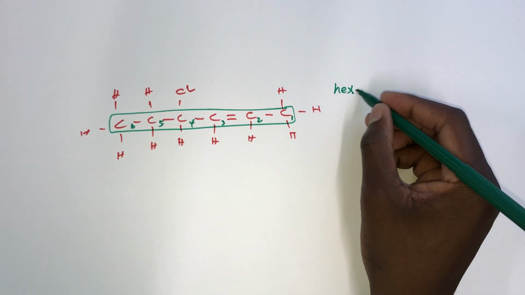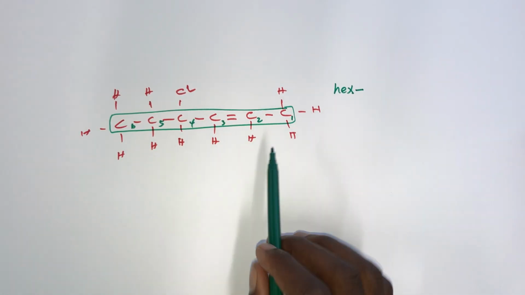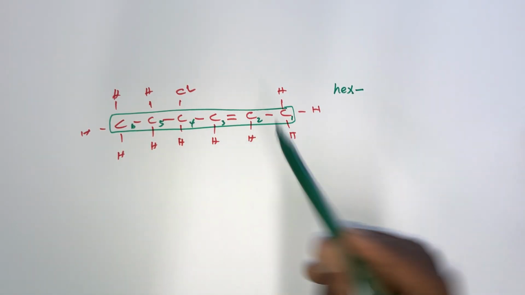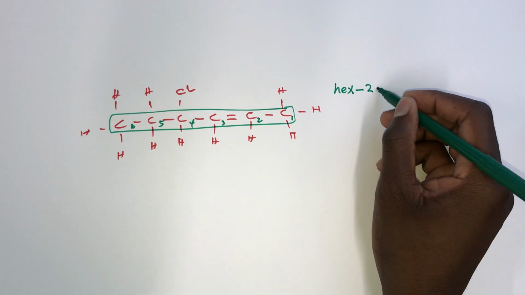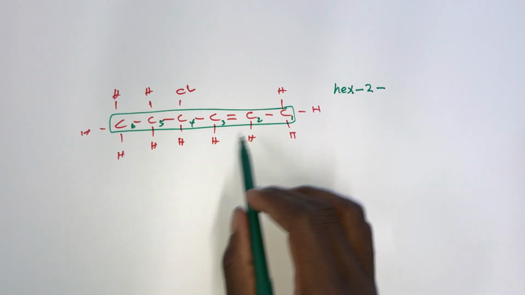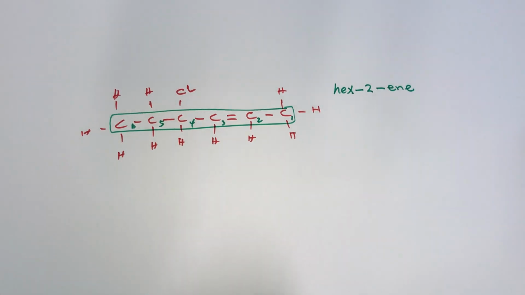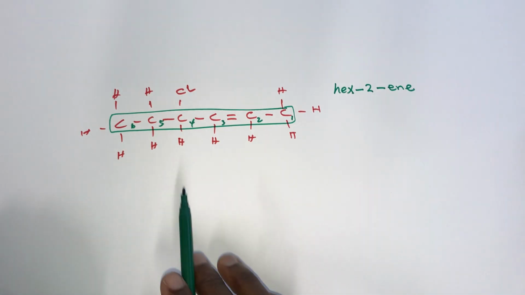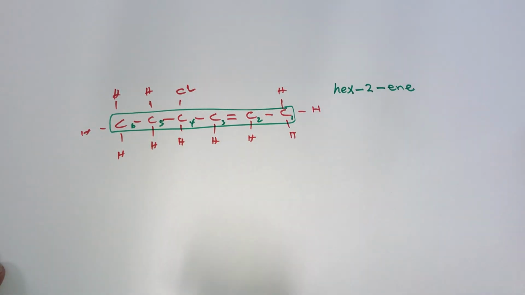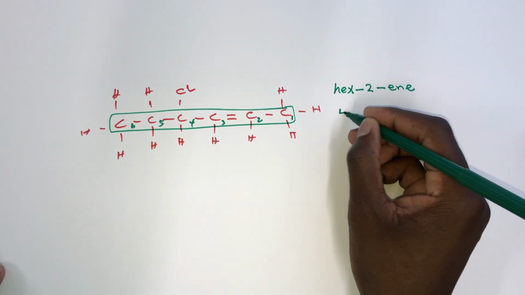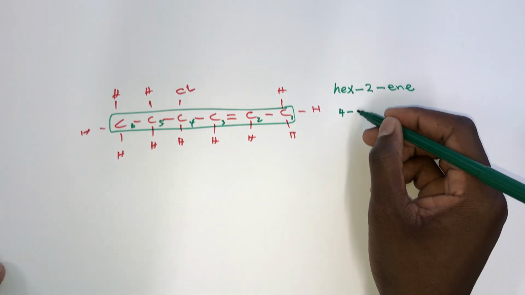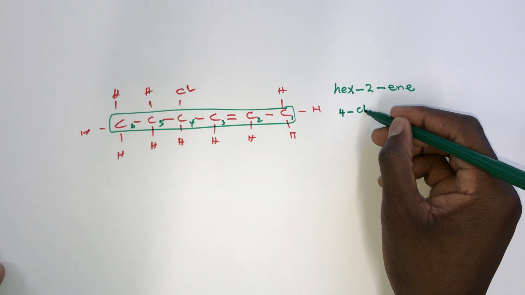So we must have a dash. Let's check the position of the double bond. It is in carbon atom number 2. That means we write 2, then dash. The ending of the double bond is ENE for alkene. So the homologous series of this one is alkene. Now let's check. Carbon atom number 4, there is a Cl. So 4 dash Cl for chloro.